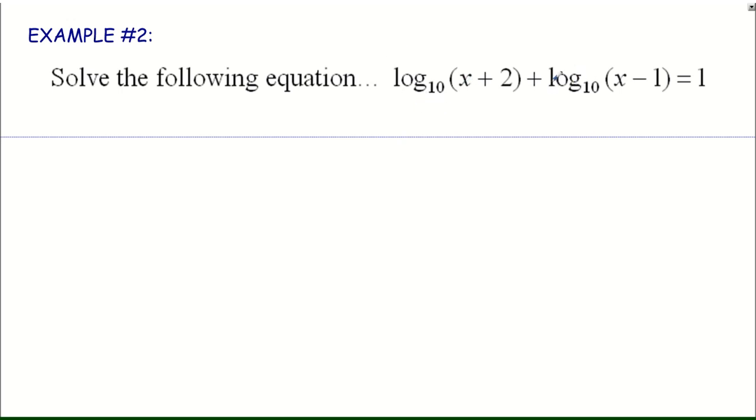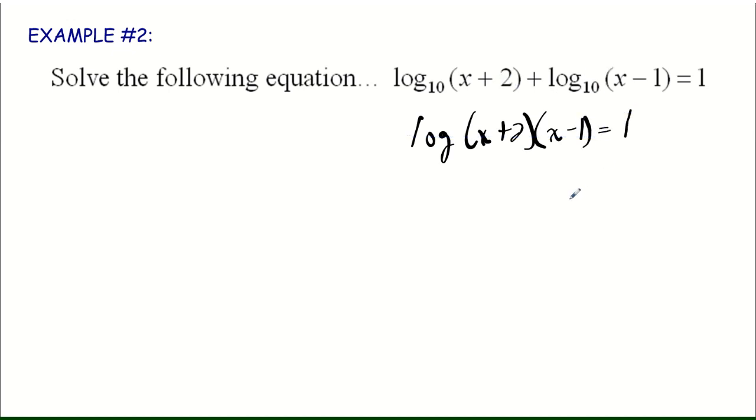I would still look here and say I've got two logs with the same base, added. I would always combine those together with my laws of logarithms and say that that is the log of x plus 2 multiplied by x minus 1. That's the product law. I'm just going to leave that equals 1. Now I'll put the base in here, but as we said before, we don't need to, because it is understood that it's base 10.